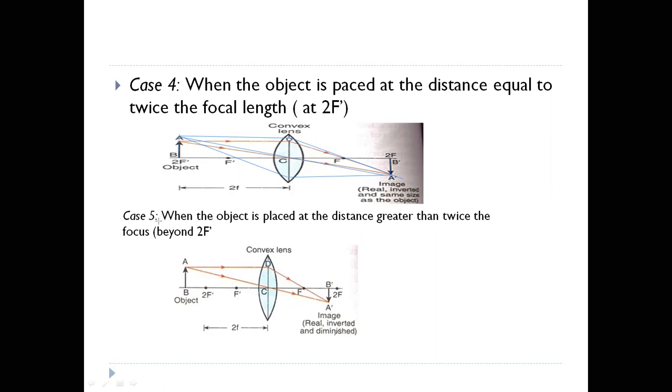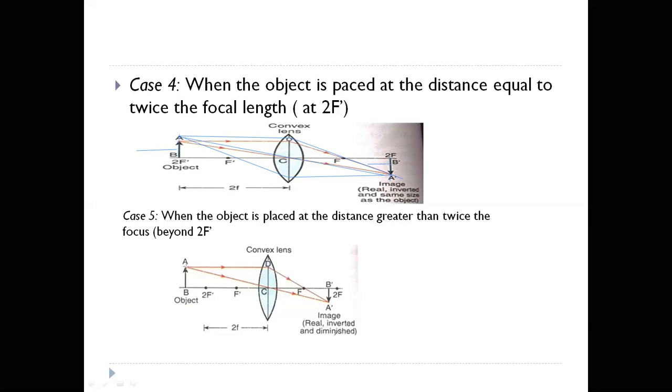Now case 5, when the object is beyond 2F. Just compare with case 4. When the object moves towards the left, the image will again move towards the left. See in this diagram, from 2F, if we move the object beyond 2F, the image will come just inside, between F and 2F dash, on this side.